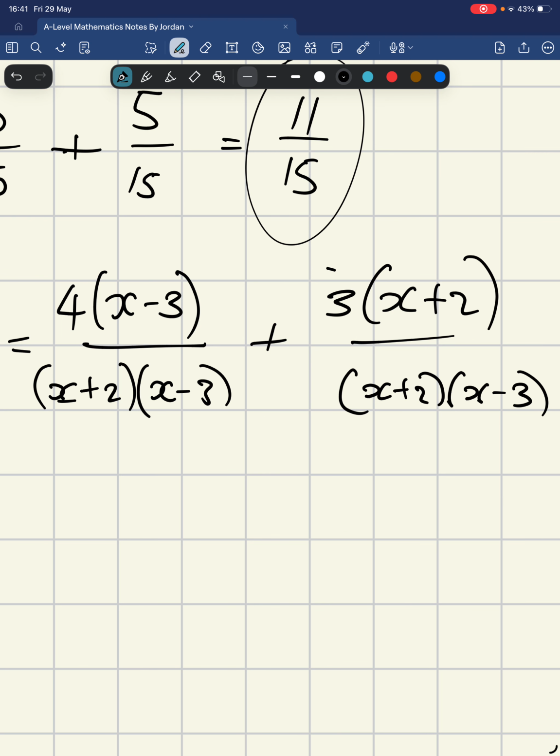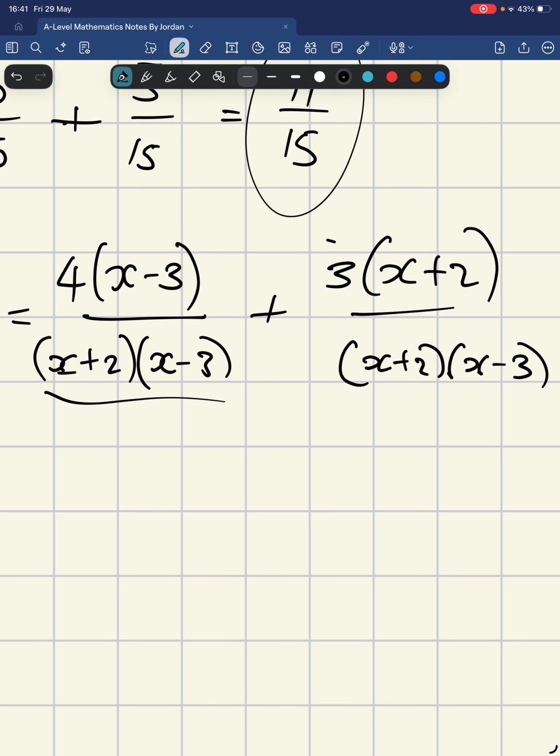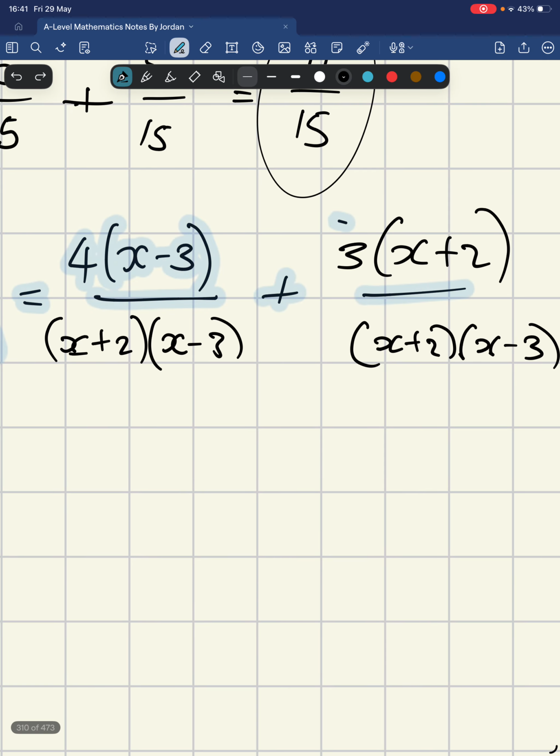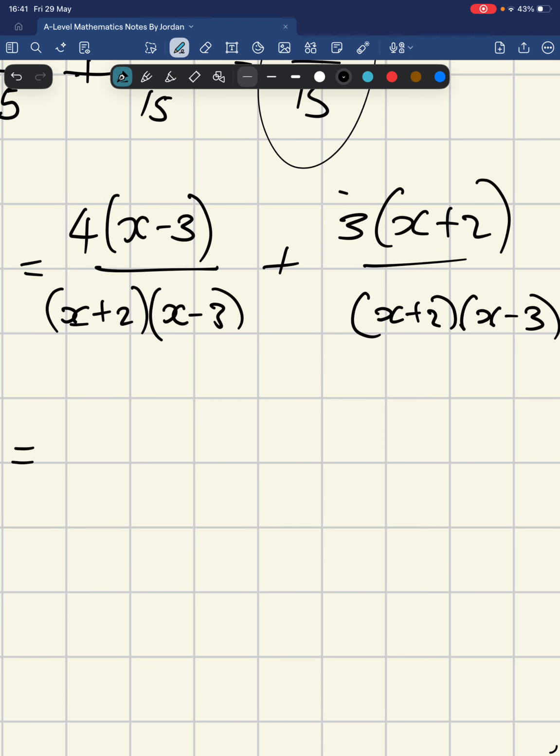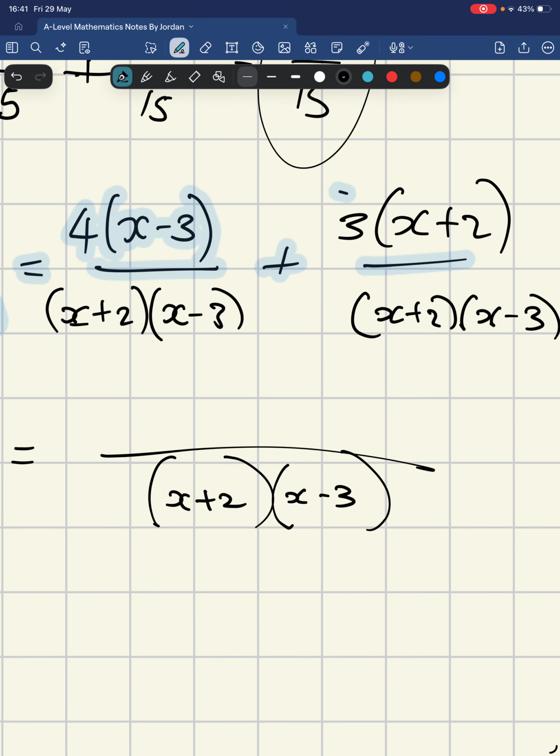Okay, like that. Now obviously, since these are actually the same now, I could just write this as one fraction. So that's what I will do in my next step. So it's now just going to be one nice neat fraction. And the top bit, I need to expand all of this. And remember, it's all added together.